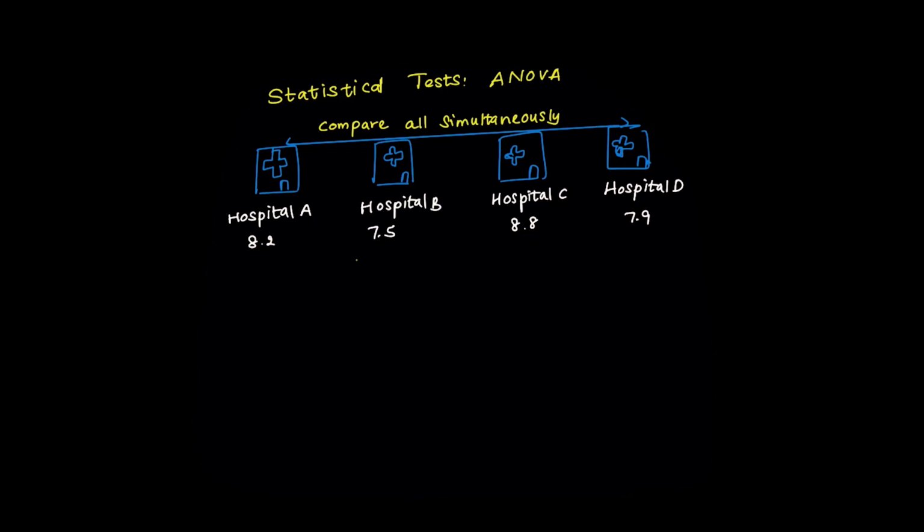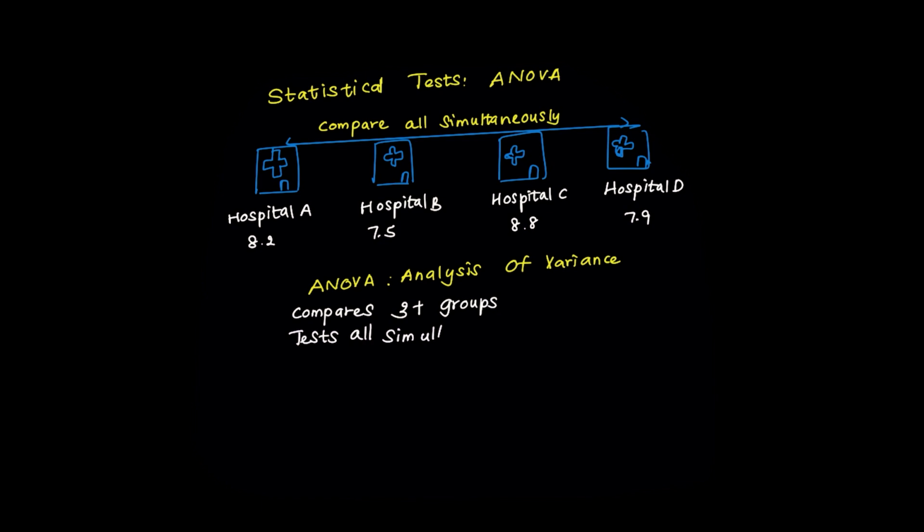You could theoretically run multiple t-tests, comparing hospital A to B, then A to C, then B to C, but this creates statistical problems because each test increases your chance of false positives. ANOVA solves this by testing all groups simultaneously in one analysis. It works by comparing the variation between group means to the variation within groups. If the between-group variation is much larger than the within-group variation, that suggests real differences exist.